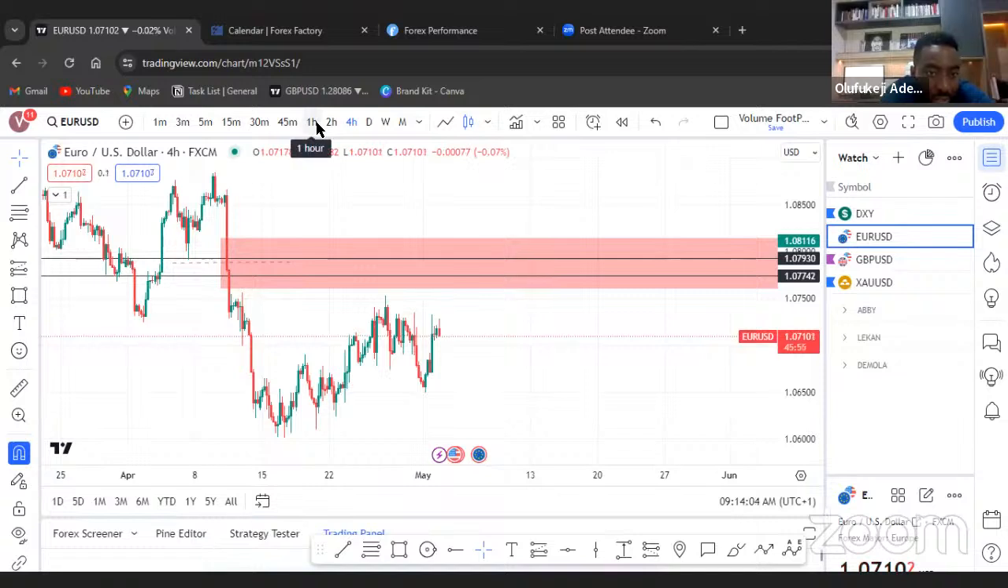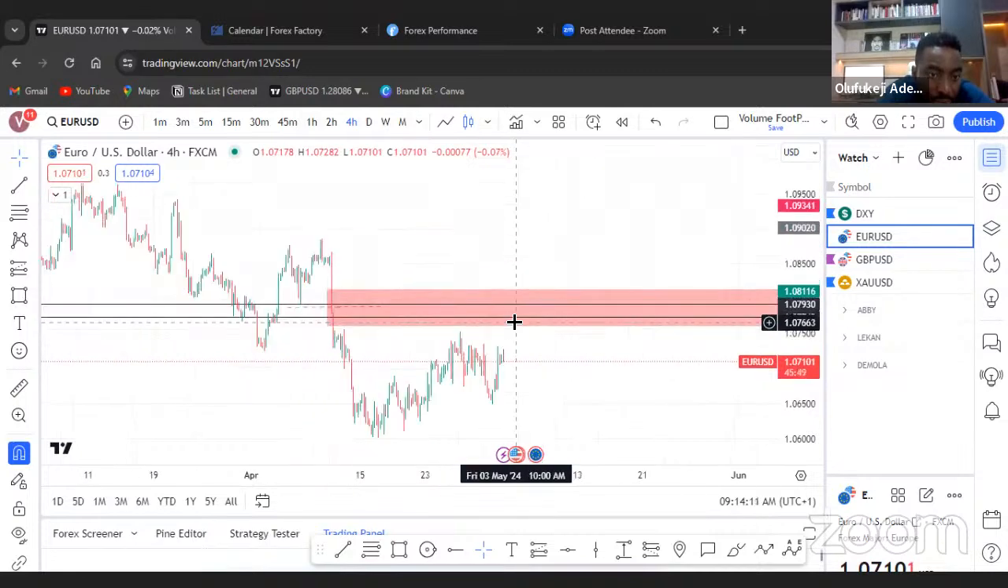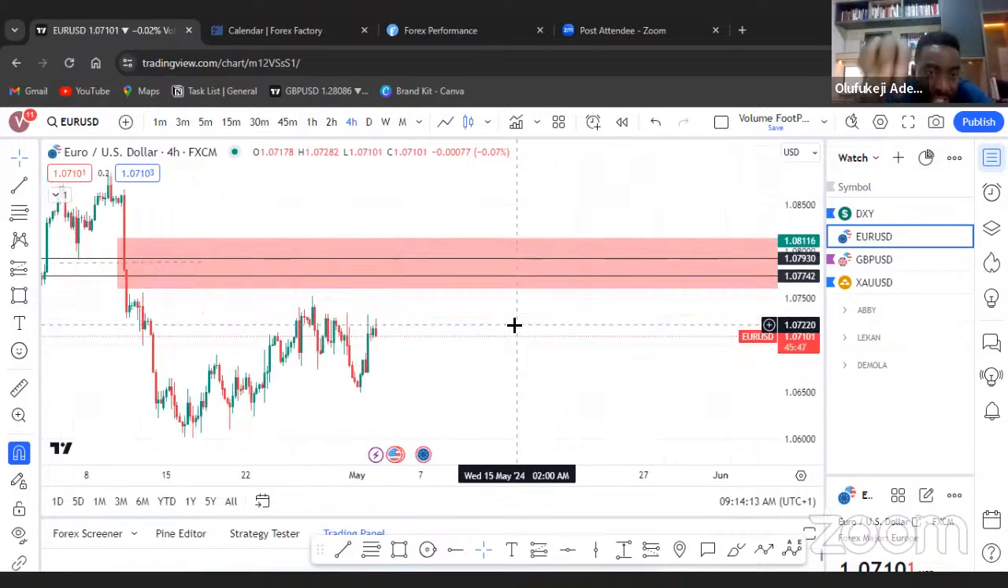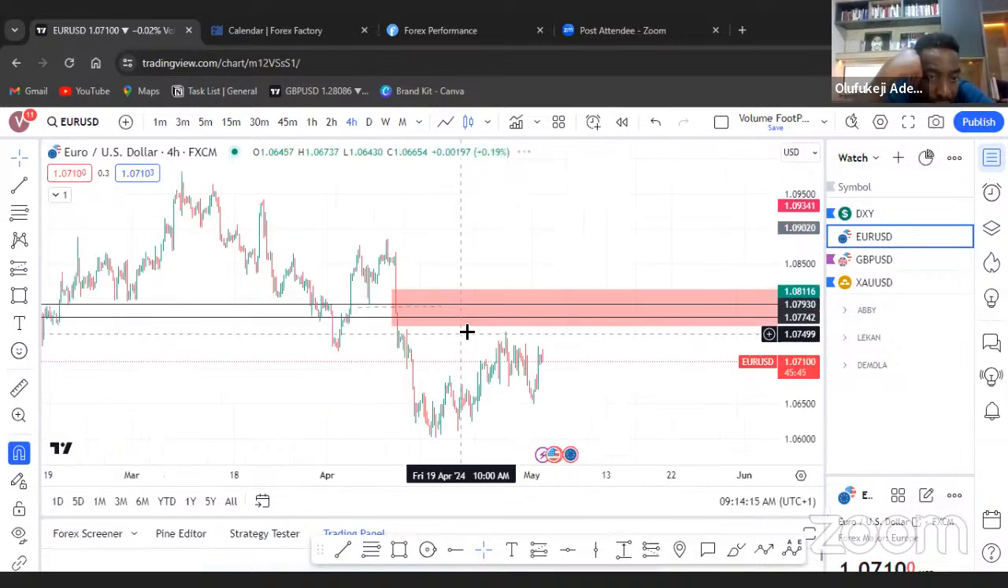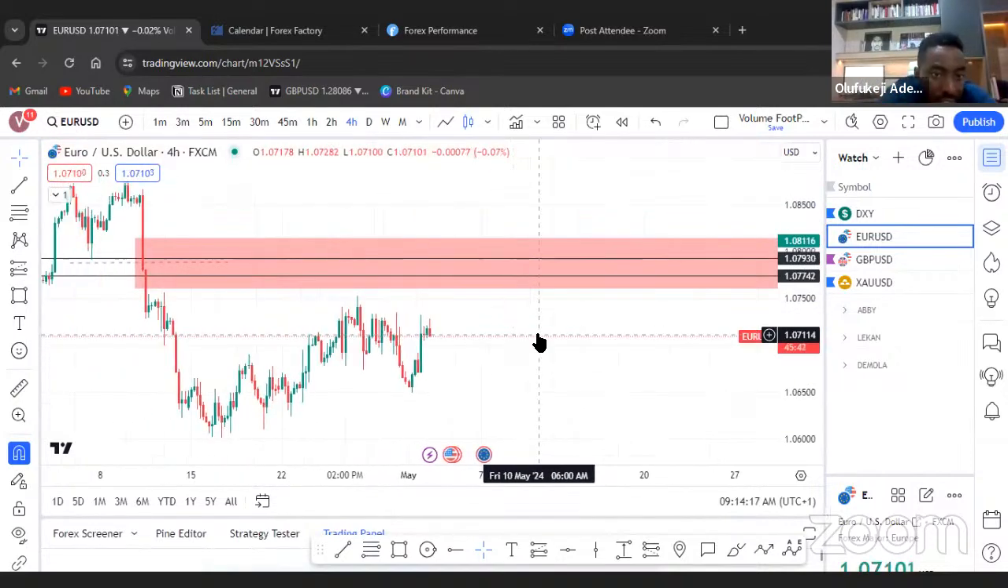Quick scalps if you want to take those scalps. Okay, so zoom in a bit. Zoom in a bit for entries. Make the candles bigger.